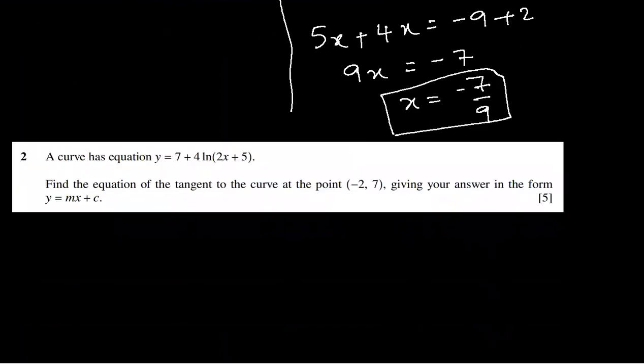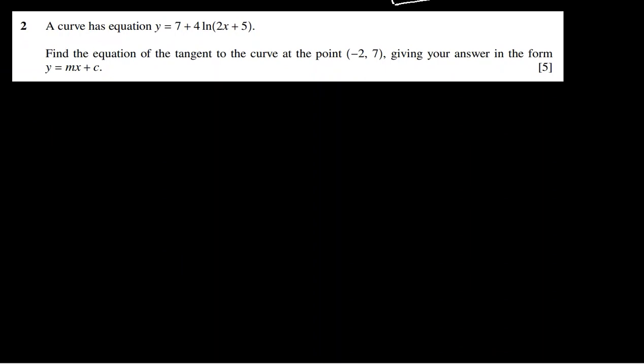Let's go to question number 2. A curve has equation y equal to 7 plus 4 ln(2x plus 5). Find the equation of the tangent to the curve at this point, giving your answer in the form of y equal to mx plus c. So let's write y equal to mx plus c.